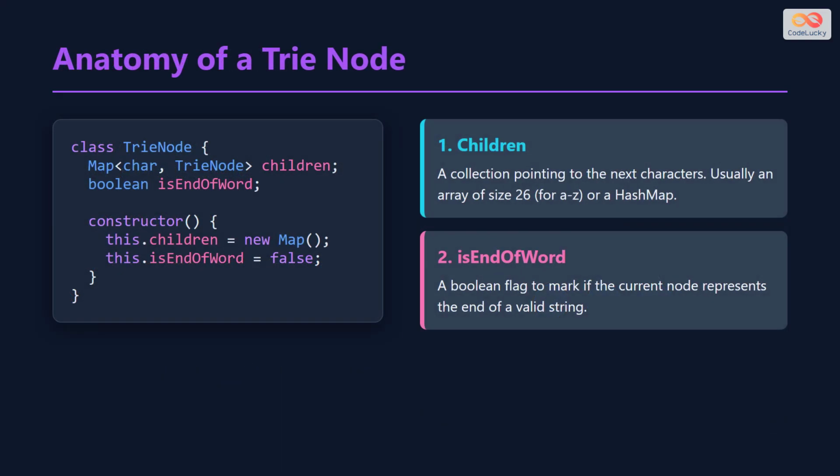Let's look at the building blocks. A single trie node is quite simple. It primarily contains two things. First, a collection of children, which maps characters to the next nodes. Second, a Boolean flag called isEndOfWord. This flag is crucial because it tells us if the path we just traveled forms a complete, valid word.